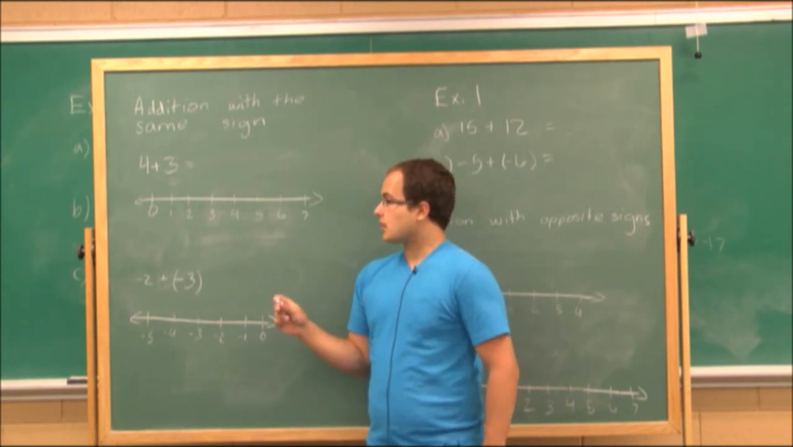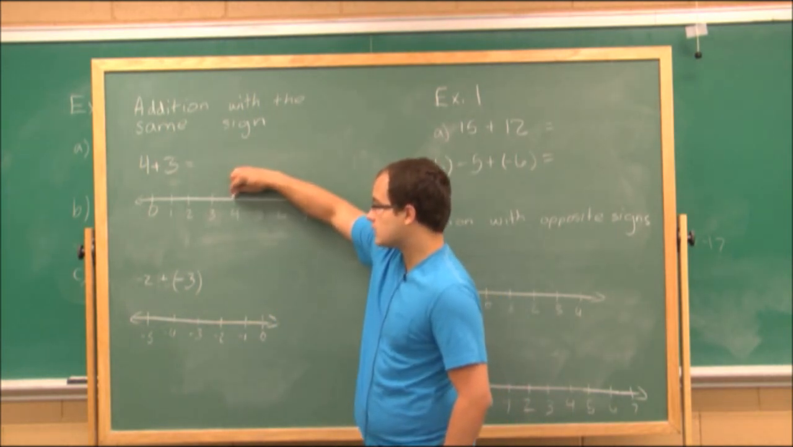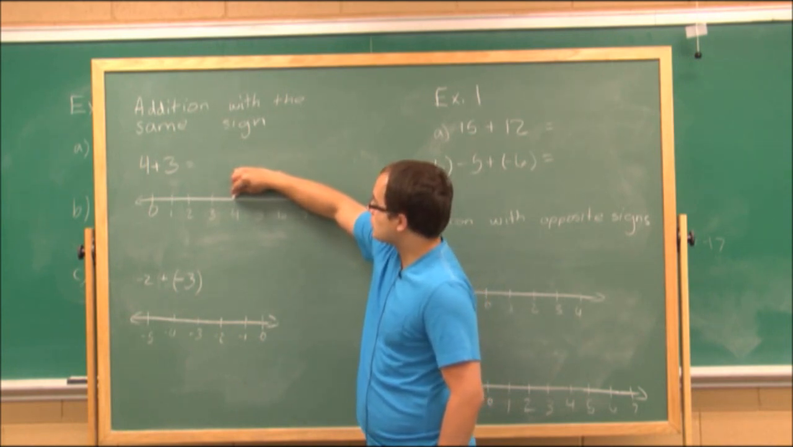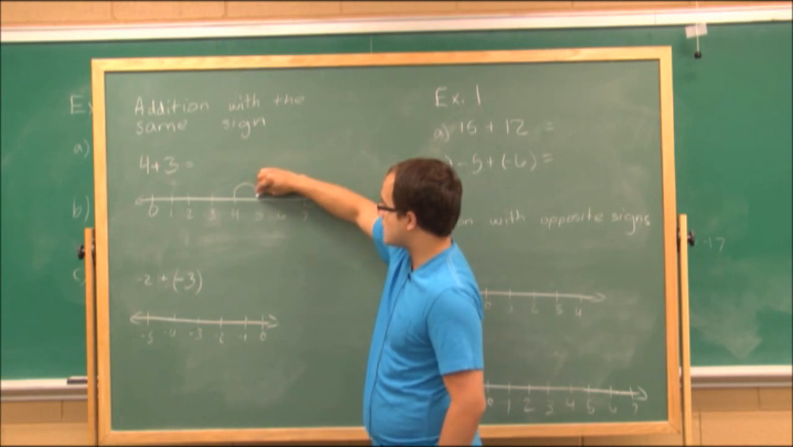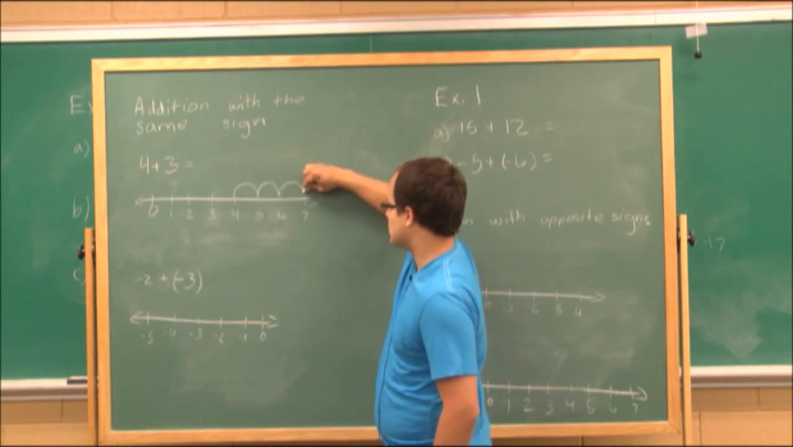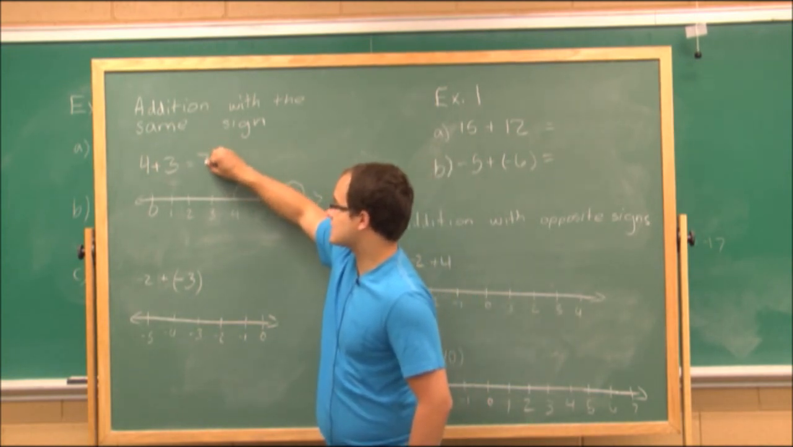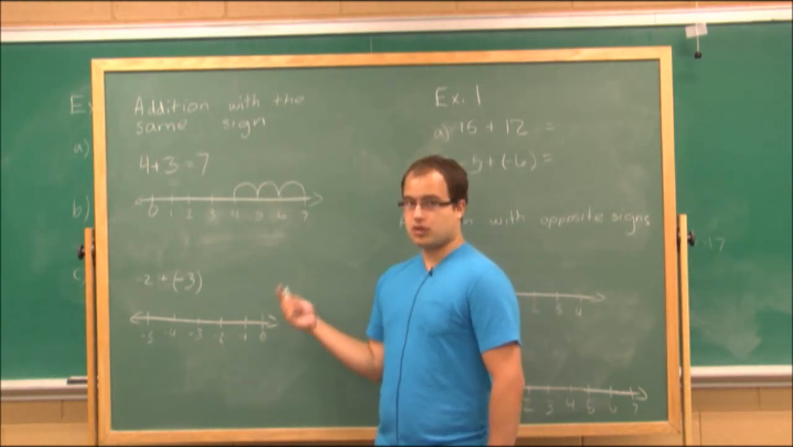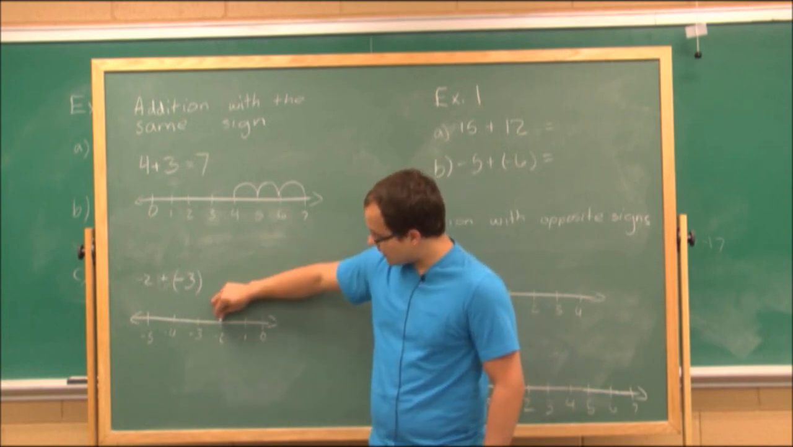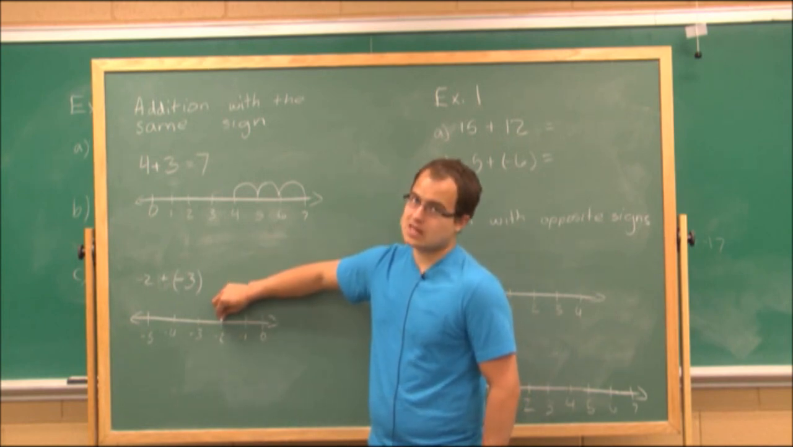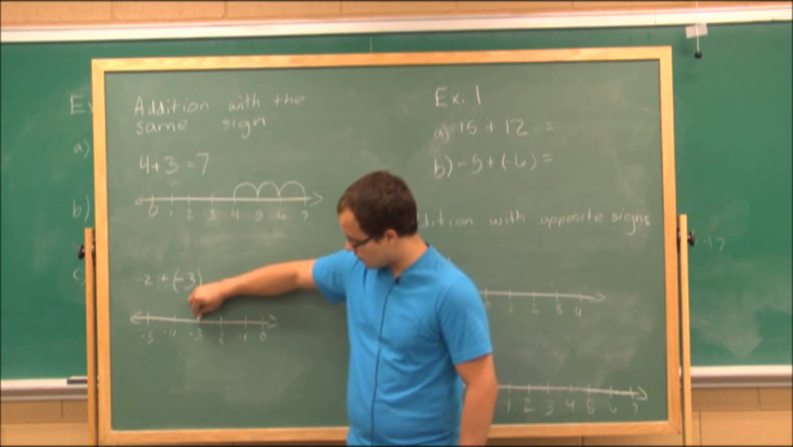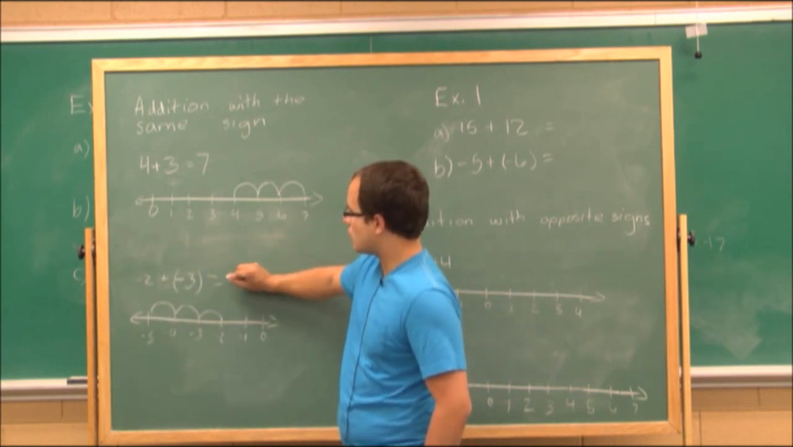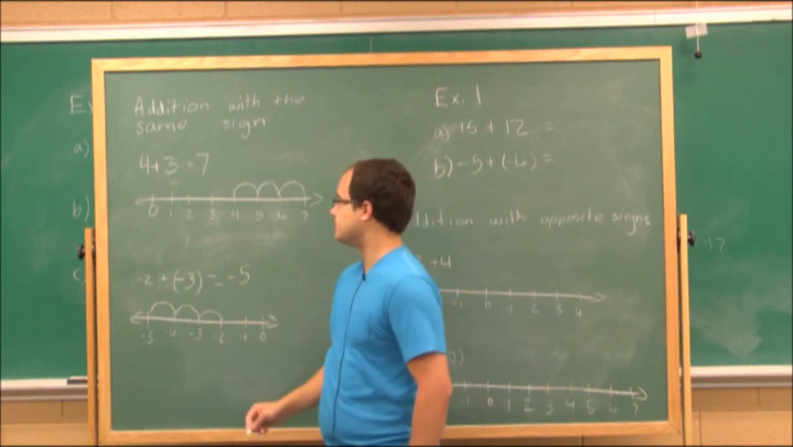To indicate this on the number line, you start at 4, and then since it's plus 3, you go 3 in the right direction. 1, 2, 3. So 4 plus 3 is 7. Now, negative 2 plus negative 3. So you start at negative 2 and you go 3 in the left direction. 1, 2, 3, which equals negative 5.